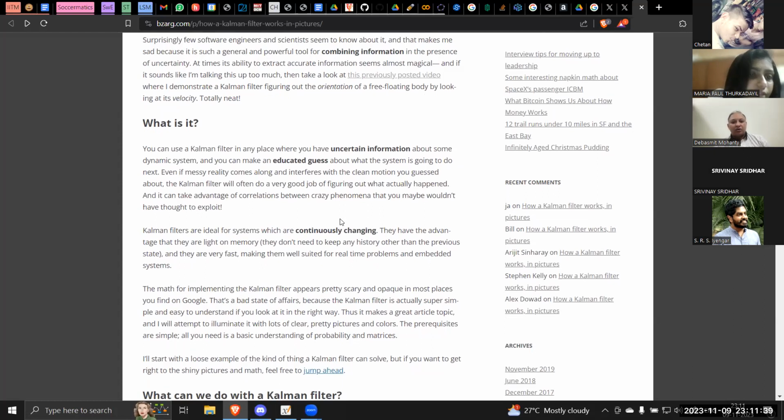You can use a Kalman filter in any place where you have uncertain information about some dynamic system, and you can make an educated guess about what the system is going to do next. Even if messy reality comes and interferes with the clean motion you guessed about, the Kalman filter will often do a very good job of figuring out what actually happened. And it can take advantage of correlations between crazy phenomena that you maybe wouldn't have thought to exploit. Okay, systems which are continuously changing.